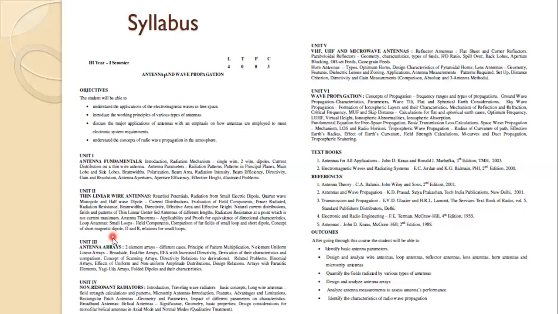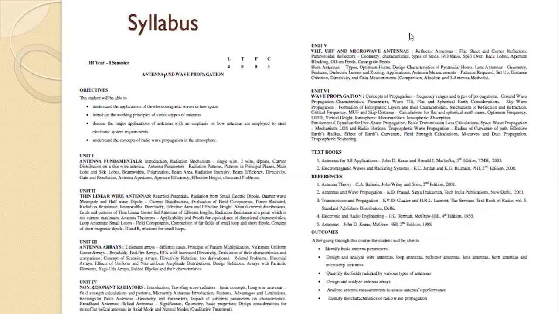The first unit, second unit are basic units, third unit and fourth unit, fifth unit are application, and sixth one is application part. The textbooks prescribed are Antennas for All Applications by John D. Kraus, and Electromagnetic Waves and Radiating Systems by Jordan and Balmain. Even I found Antenna Theory by Balanis is very useful because it gives the design of antennas. So I think after learning these units, the student is able to get these outcomes.